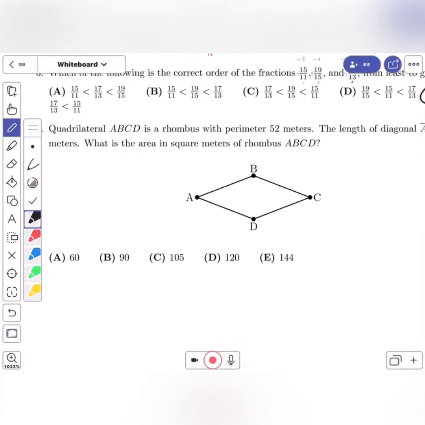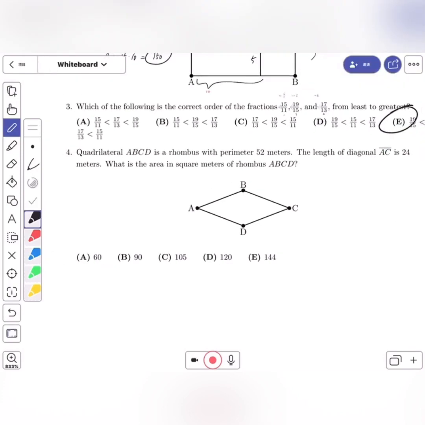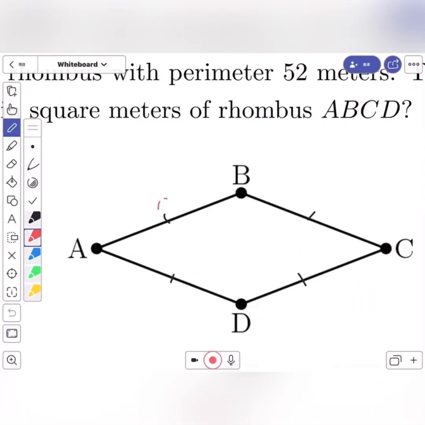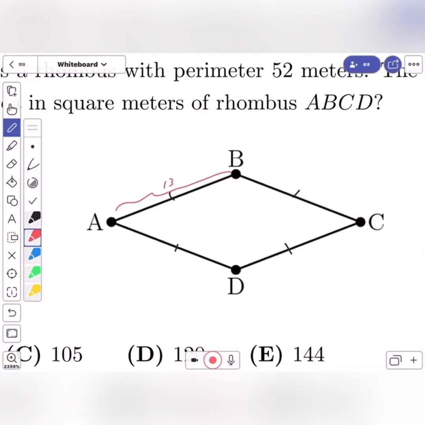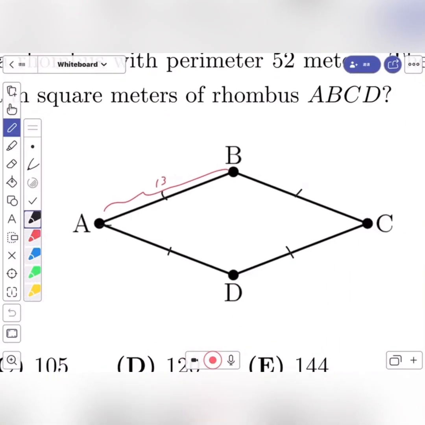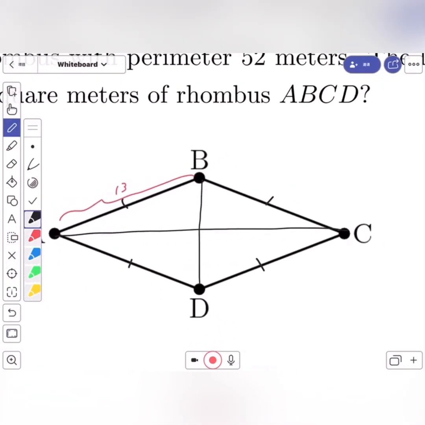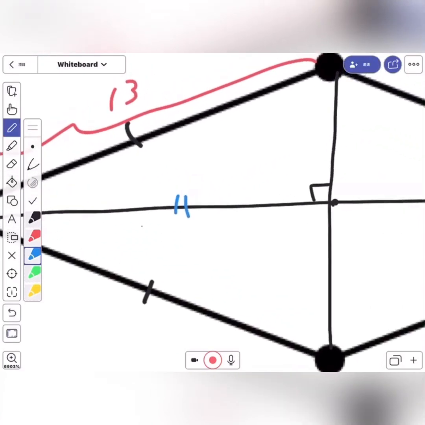So number 4. Quadrilateral ABCD is a rhombus with perimeter 52 meters. The length of the diagonal AC is 24 meters. What is the area in square meters of rhombus ABCD? So we know that from the definition of rhombus, all 4 sides are equal. So therefore, each length would be 13. Now, we have one of the diagonals to be 24. And because these are equal, so we drop this length in their intersection point, then these 2 lengths are equal. And each one would have a length of 24 over 2, which is 12.